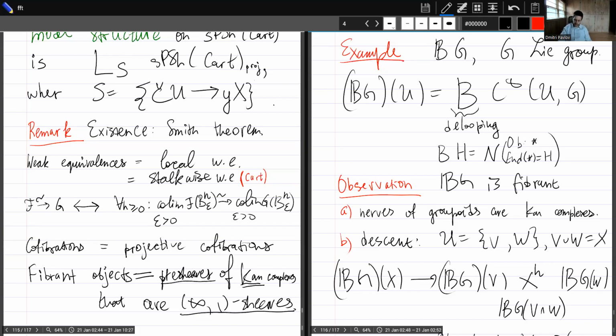And notice here I'm using a bold B to distinguish delooping of simplicial presheaves from delooping in the usual sense, which is what is used here. So the resulting simplicial presheaf BG, so simplicial presheaf on the Cartesian site, sends a Cartesian space U to the simplicial set given by the delooping of a group, which is simply the group of smooth maps from U to G, equipped with a pointwise multiplication.